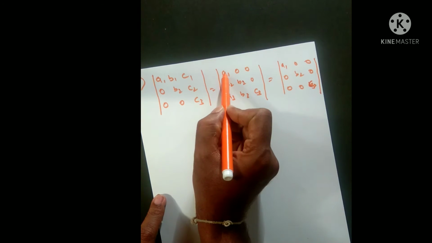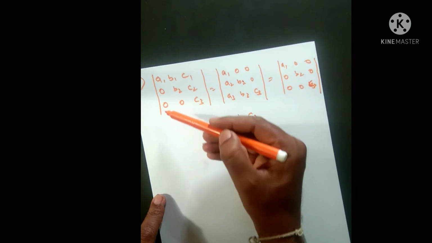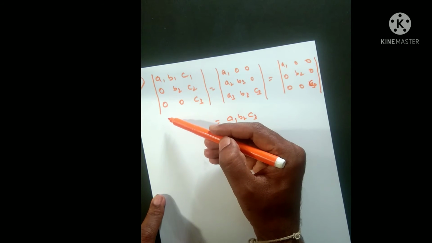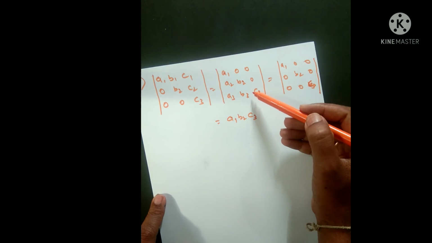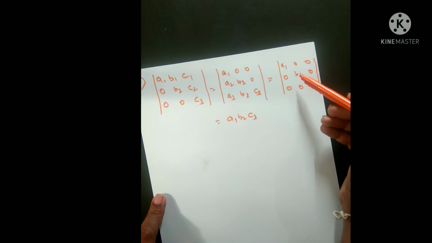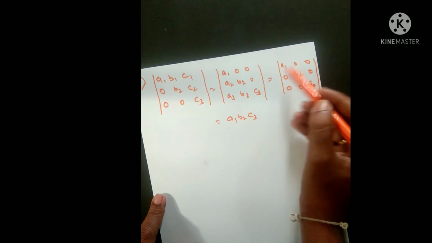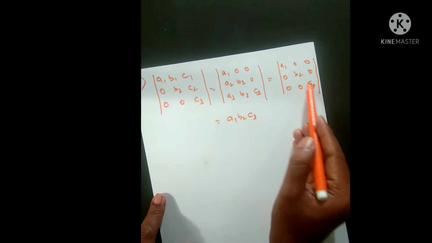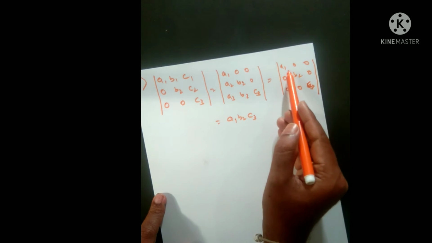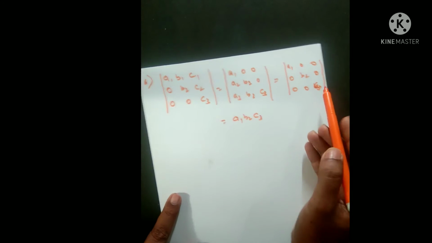If all the elements below the leading diagonal are zeros, or all the elements above the leading diagonal are 0, or all the elements except the leading elements are 0, then the value of the determinant is the product of all the elements of the main diagonal.